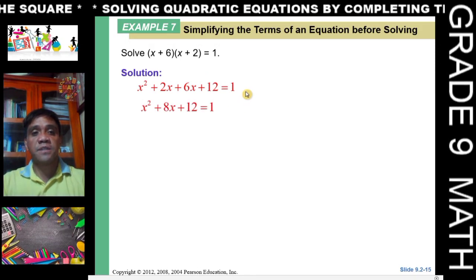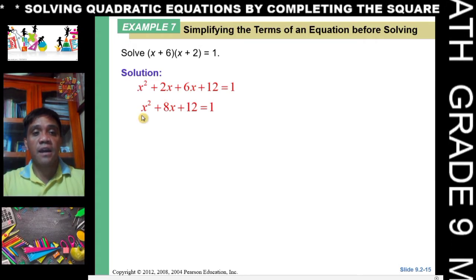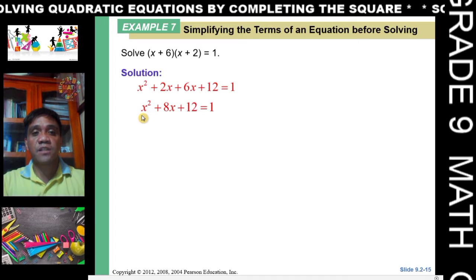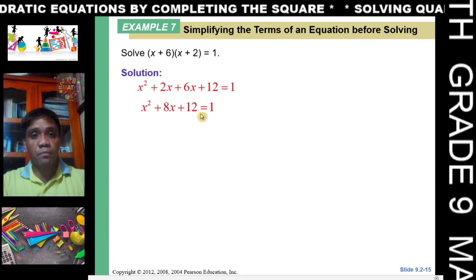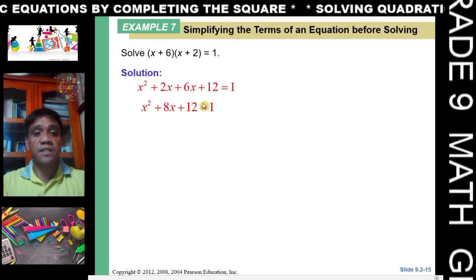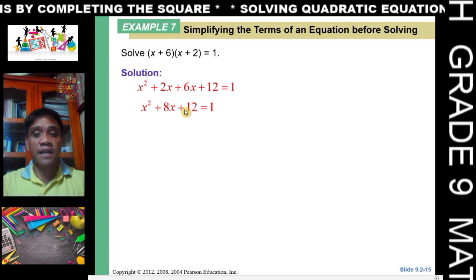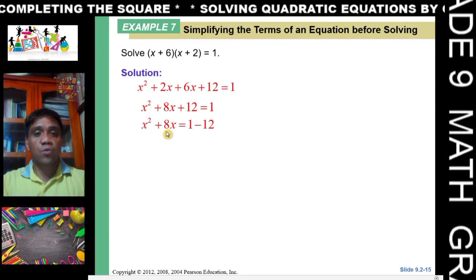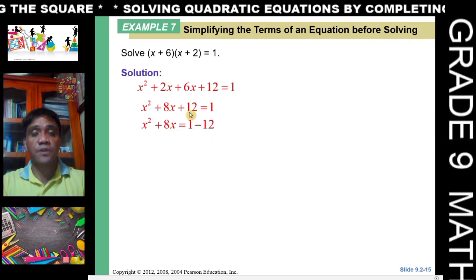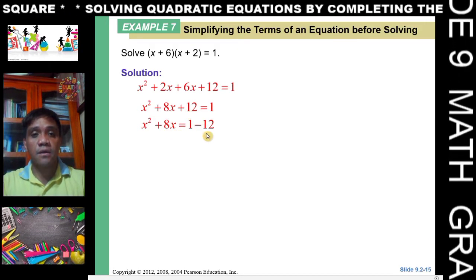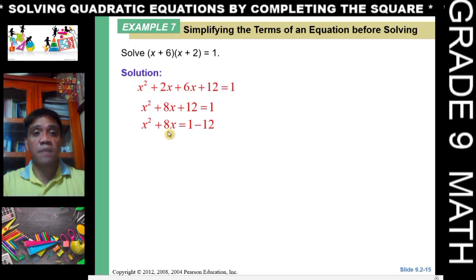So let's proceed now, combine like terms 2x and 6x. So we have here x squared plus 8x plus 12 is equal to 1. So let's proceed now to move the constant term, which is 12, to the other side. So we have now x squared plus 8x is equal to 1 minus 12, because the additive inverse of 12 is negative 12.